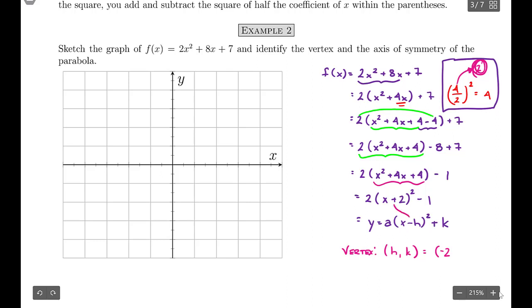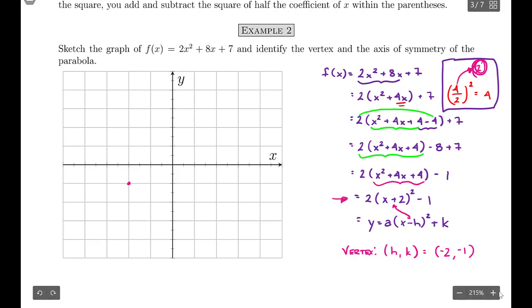Notice the signs. That's what you have to pay attention to. So the only way that that could be a positive 2 in my solution right here is for h to be negative 2. And k is going to be negative 1. So my vertex is at negative 2, negative 1. So I'm going to go ahead and plot that on my graph, negative 2, negative 1.